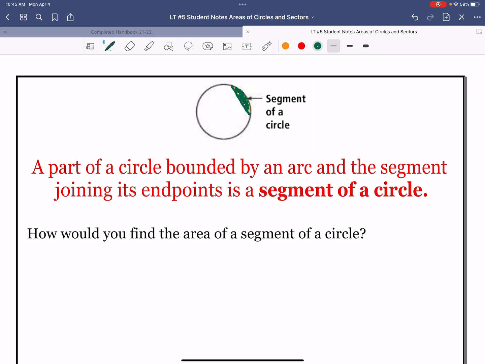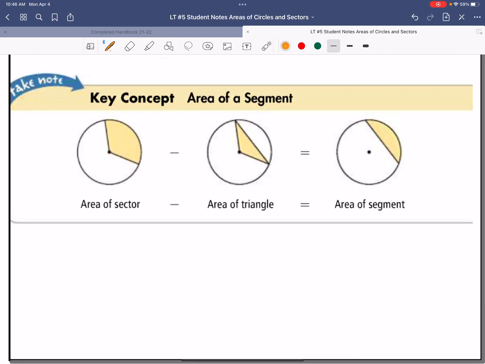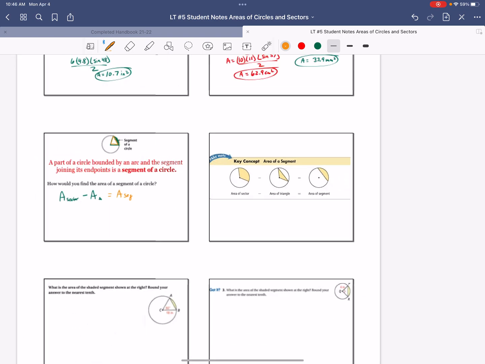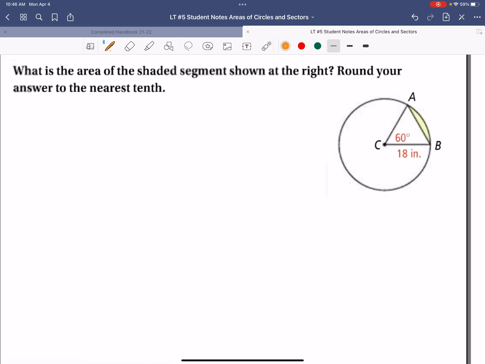It definitely is a fraction of the circle. But basically, if we form a sector first, we could get the area of the sector, subtract off the area of the triangle that you have, the triangle being right here, and that will give you the area of the segment. And that is listed here. Area of the sector, subtract the area of the triangle will give you the area of that segment. So let's give that a try down here. What is the area of the shaded segment shown at the right?